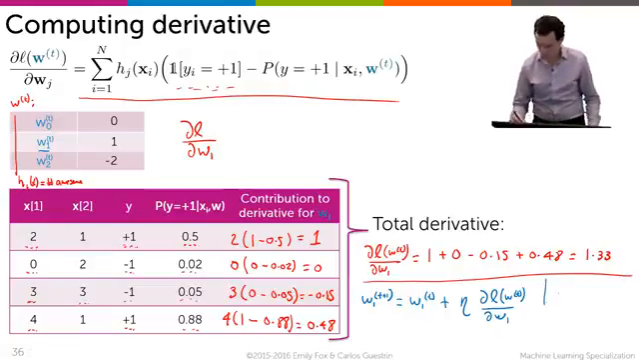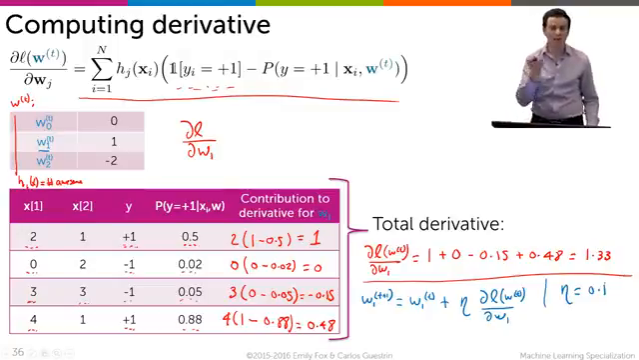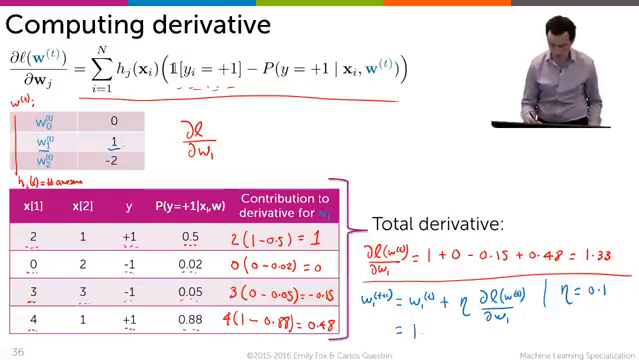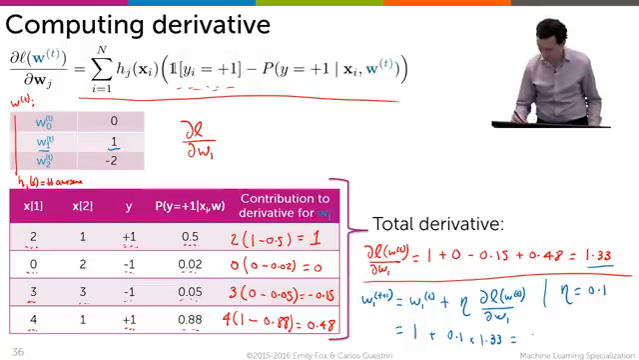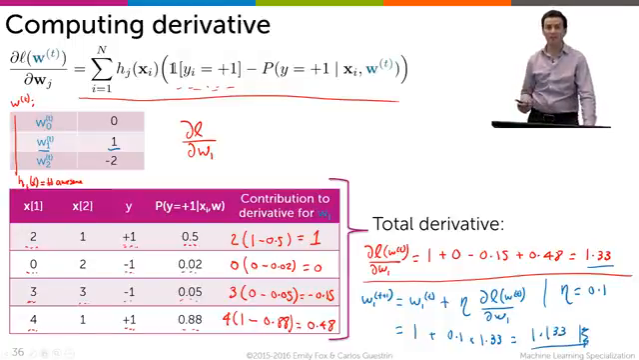Now, let's suppose we set eta to be 0.1. It's a bit of a large number, but it makes our updates here a little simple. So what does this update rule say? W1 at iteration t plus 1 is W1 at iteration t, which was 1, plus eta 0.1 that multiplies the derivative we just computed right here, 1.33, which means that the new parameter is going to be equal to 1.133. We just made our parameter a little bit bigger, which is great.